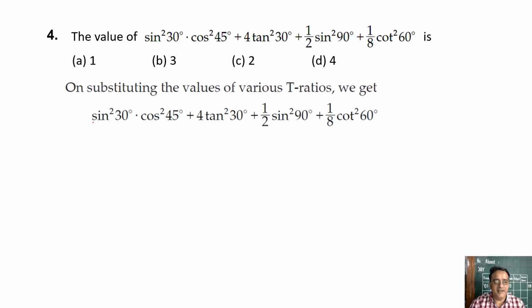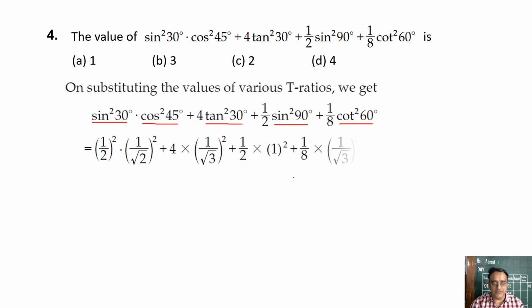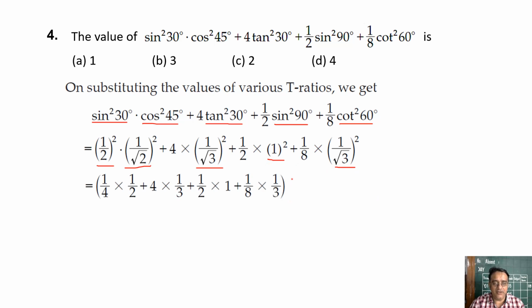So what is sin 30? 1 by 2. Cos 45 degree? 1 by root 2. Tan 30 degree? 1 by root 3. Sin 90 degree? 1. And cot 60? 1 by root 3. So we'll substitute the values. See, this will become 1 by 4, 1 by 2, 1 by 3, 1 and 1 by 3. So is this step clear to all of you?